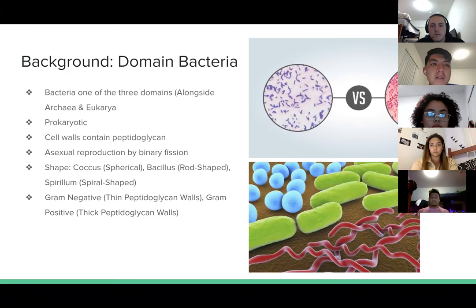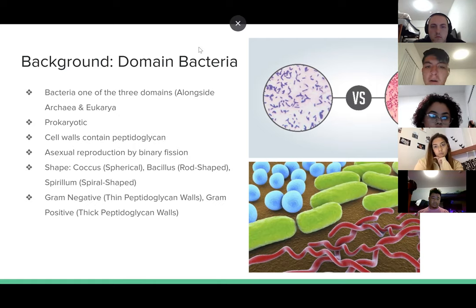So a little bit of background information about bacteria. Bacteria as a whole is part of the three domain systems alongside archaea and eukarya. Bacteria are described as prokaryotic, meaning they have no nuclear envelope or organelles. What is unique about bacteria is that within their cell walls, they contain peptidoglycan, which isn't found in eukarya or archaea. So it's something specific to bacteria. They reproduce asexually by binary fission.